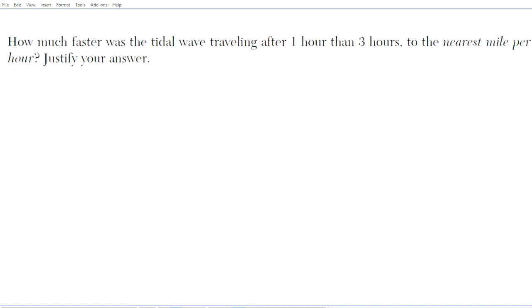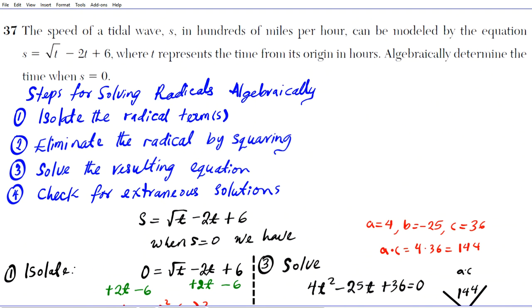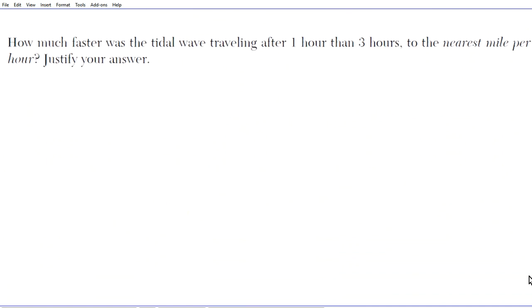All right, now let's take a look at the next part. It says, how much faster was the tidal wave after 1 hour than 3 hours to the nearest mile per hour? So in the original problem, let's take a look at it. The original problem is in hundreds of miles per hour. But in the problem that we're doing right now, it says miles per hour. So we're going to have to make an adjustment there. Basically multiplying our answers by 100 since we're switching from hundreds of miles per hour into just miles per hour. Okay, so that's something to keep in mind.